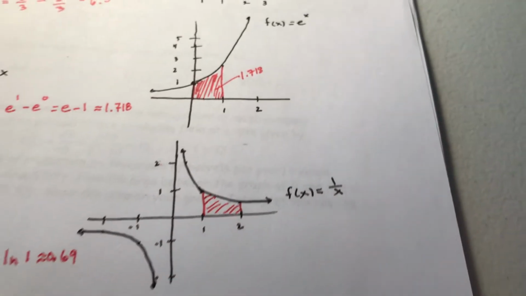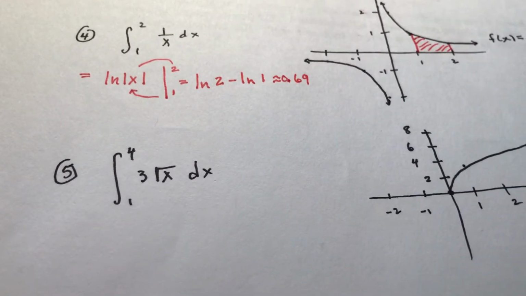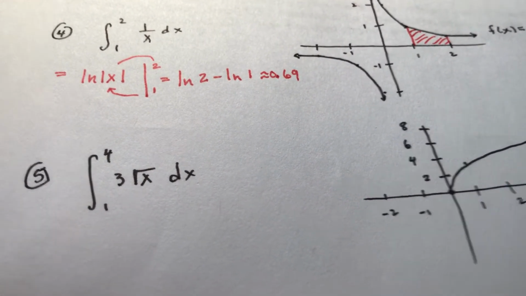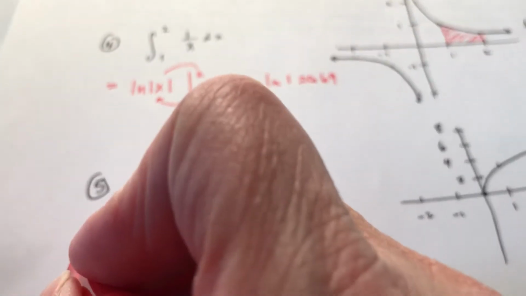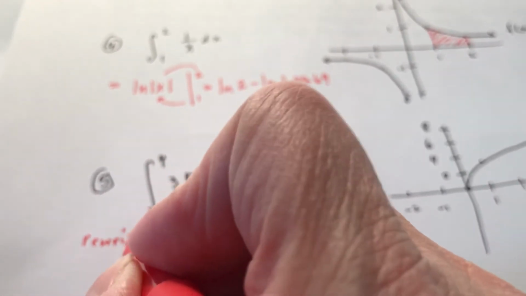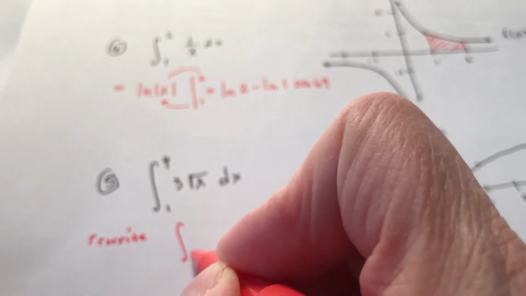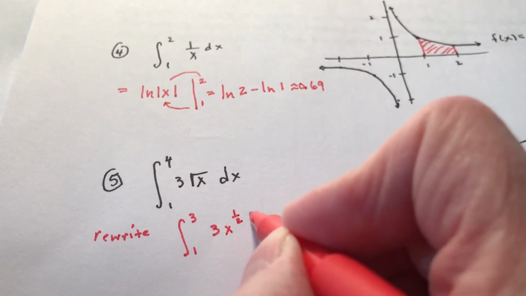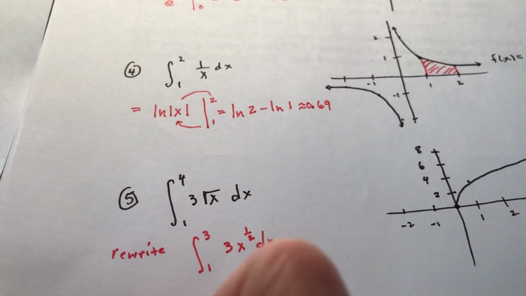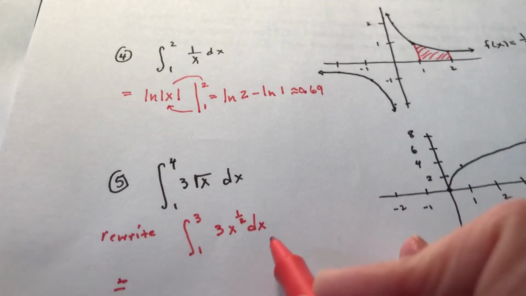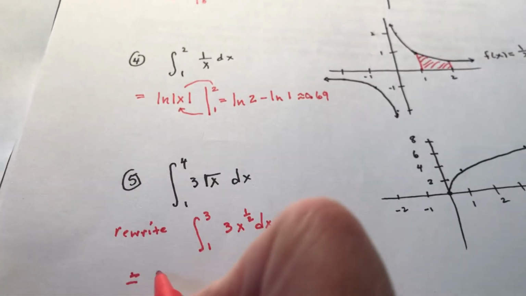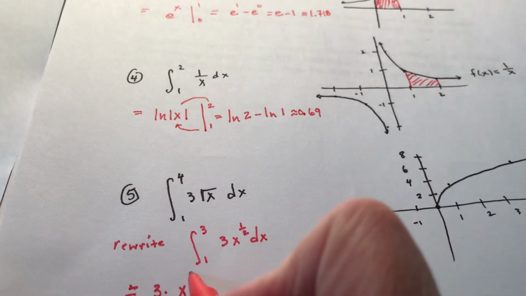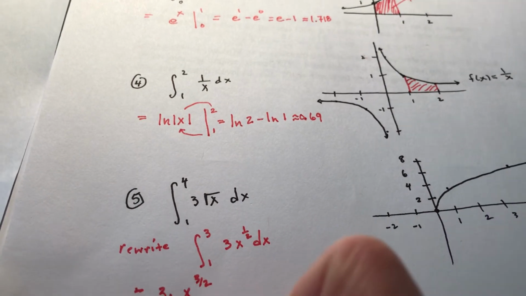All right, last one, number 5. The integral from 1 to 4 of 3 square root of x dx. Now this one, we're going to have to rewrite. So we have to use our integrating skills and rewrite it as 3x to the 1/2. And then that becomes, now that I have it in the proper form, I use the power rule. So I add 1 to 1/2, that's 1.5, which is 3/2, over 3/2.